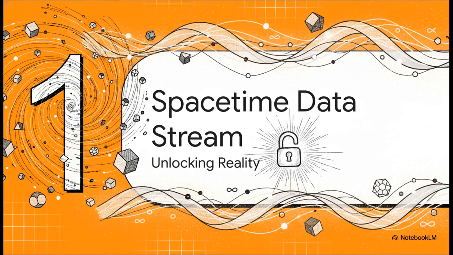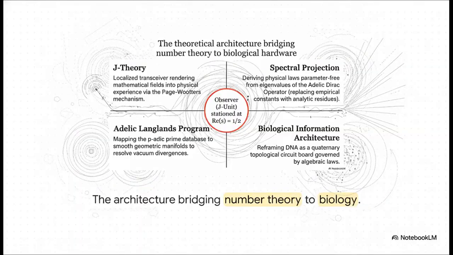Section 1. Unlocking the space-time data stream. So, in this theoretical architecture, the observer, which is defined here as the J unit, is stationed exactly at the real part of s equals 1/2. Now, if you know your math, you'll recognize that as the critical line of the Riemann zeta function.